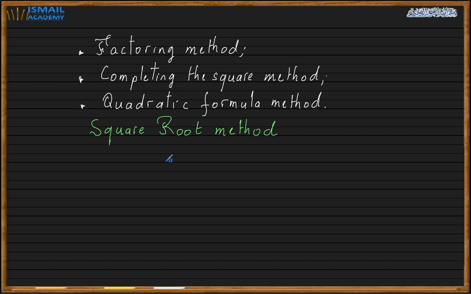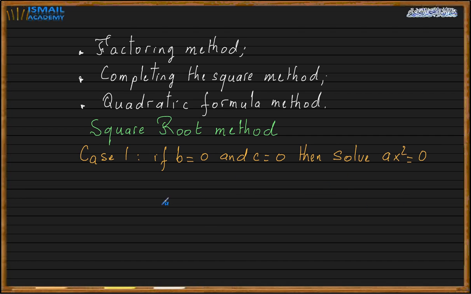All right, so let's start with the square root method. I will discuss with you by cases, because there are different cases when you can use the square root method. So let's start with the first case. Case one: if b equals 0 and c equals 0, which means that we are going to solve ax squared equals 0.